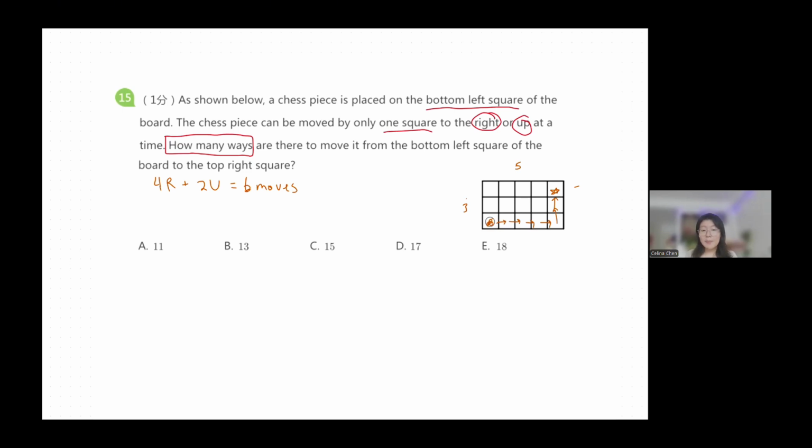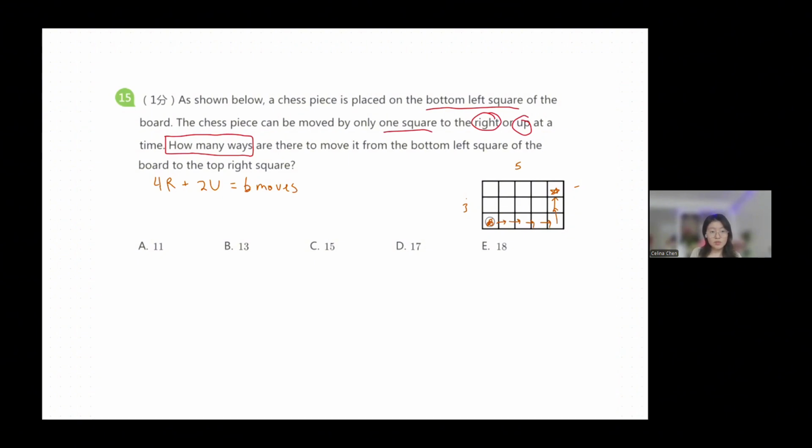And does every path have exactly 4 rights and 2 ups? Yes. So now let's think. What makes one path different from another? It's not the steps themselves, because all the rights are the same. It's all moving this way. All the ups are the same. It's all in the same movement. What makes them different is the positions of ups and rights in a sequence.